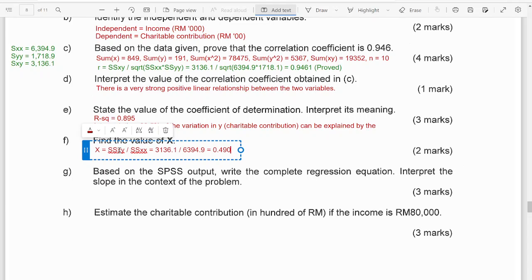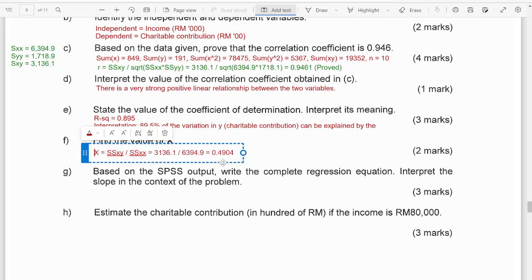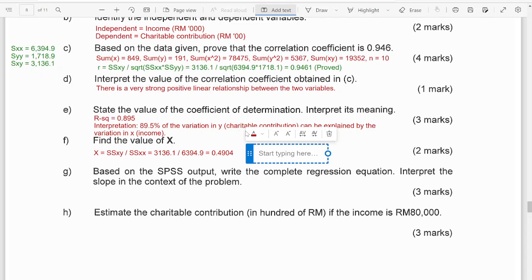0.4904. Okay, so you get this value. This is using the formula, or you can also use an alternative of calculating using the formula here. You can also find it using another formula.